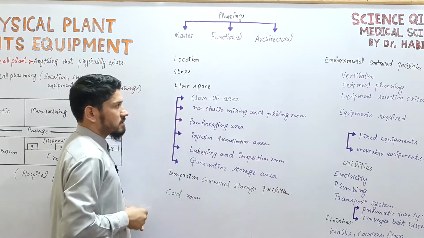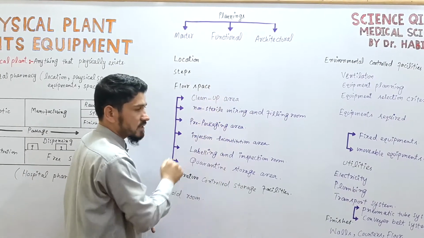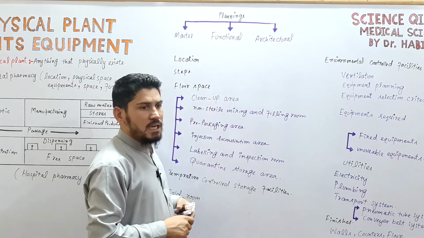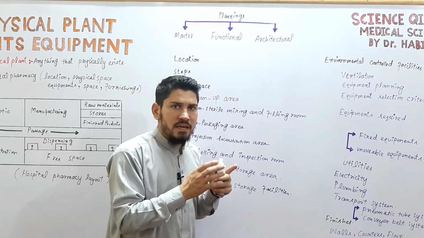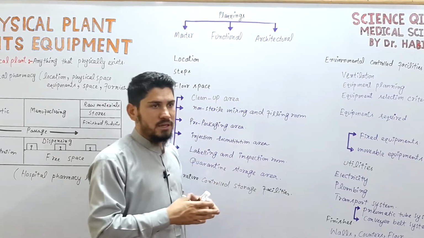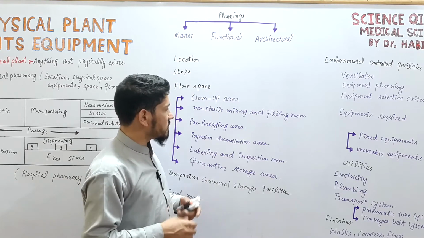Then is the floor space. What are the reasons that will determine the floor space? And these are the areas for which we need the floor space. Cleanup area. Cleanup area is that area in which we manufacture and compound the extemporaneous preparations, like ointments and the dosage forms.